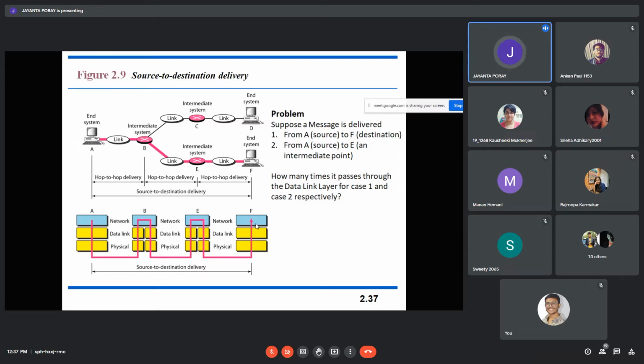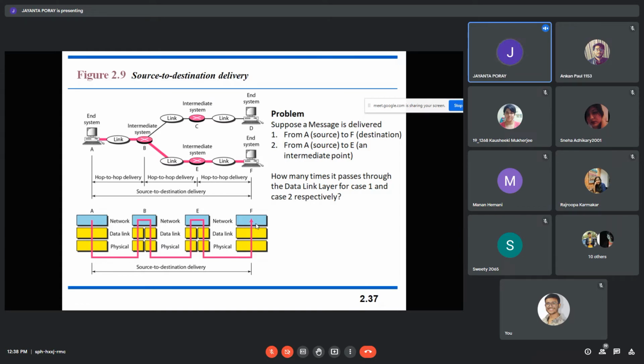We have to always keep in mind that when a packet passes through a particular router, it passes through the network layer one time and through the data link layer two times. It comes into the network layer from the data link layer, and it goes to the other point through the data link layer.